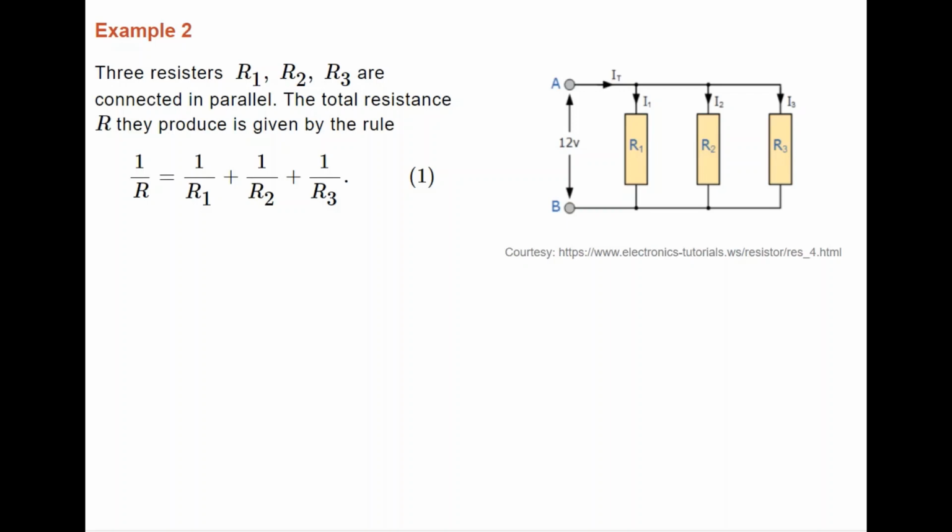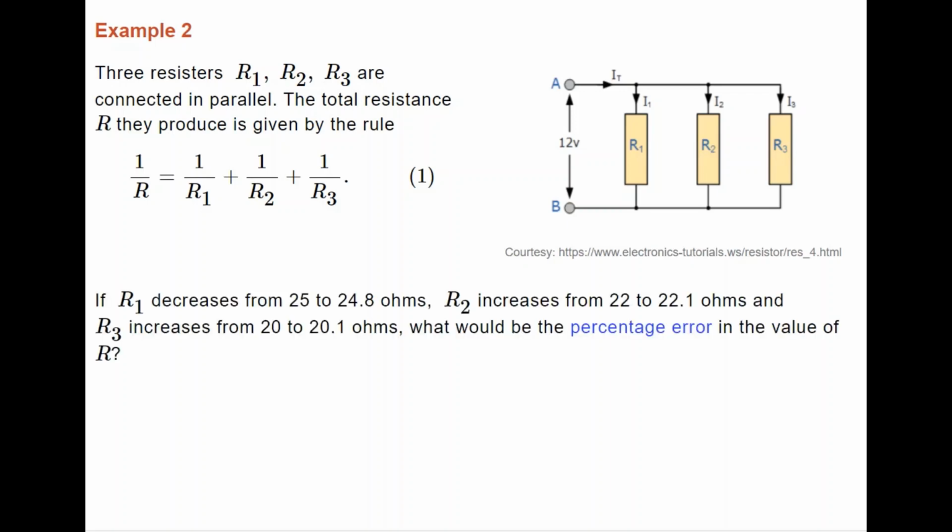Now we assume a situation where R1 decreases from 25 to 24.8 ohms, and R2 gets an increase from 22 to 22.1 ohms, and similarly R3 also gets an increase of 0.1 ohms.